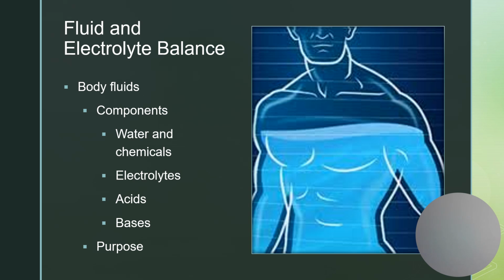Most of the body water is going to be intracellular fluid, which is found inside the cells. Extracellular fluid is fluid found outside the cells and may also be classified as intravascular, basically being the blood vessels, or interstitial, which is fluid located around the cells.